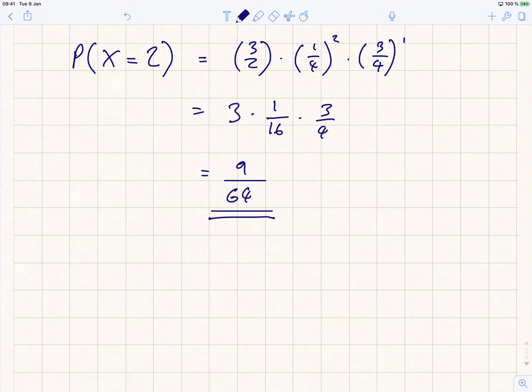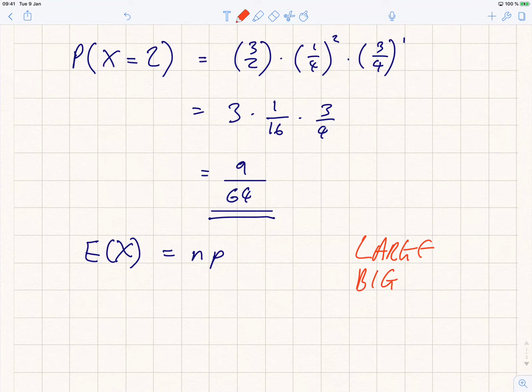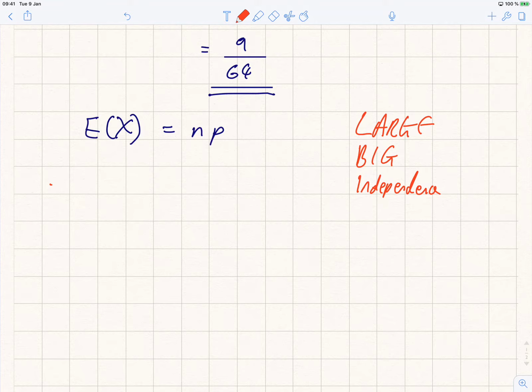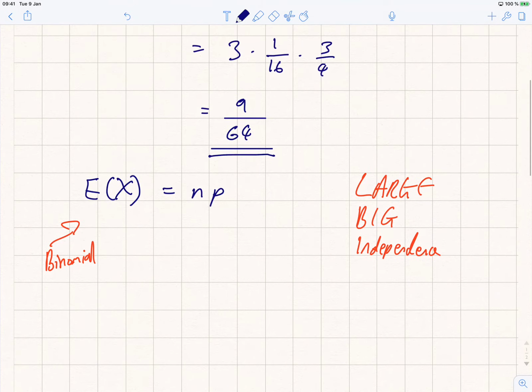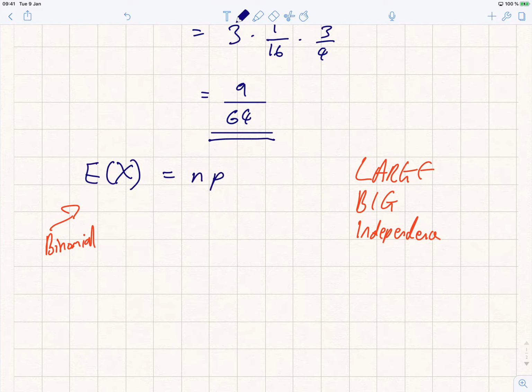Now, if I was to ask for the expectation, this is equal to NP, but what you're looking for is the word large, or you can assume independence. This formula is only for binomial. EX equals NP. So in the case we had before, if n was 3 and the probability of success was a quarter, that would be 3 quarters.